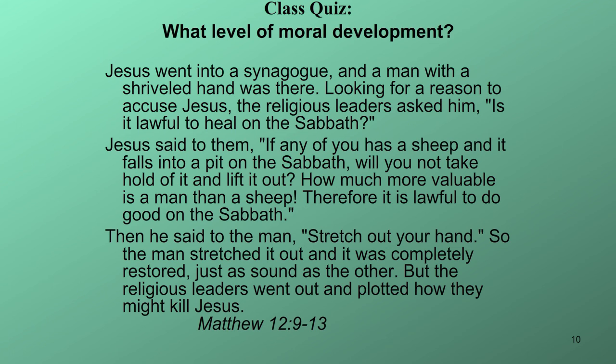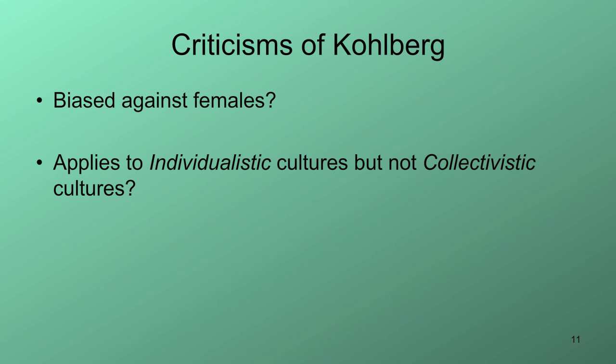What about the religious leaders? What moral level were they operating on? If you said stage 2, conventional morality, you're correct. What they care about is obeying the law, and they're furious when the specific written letter of the law is not being obeyed. Next.